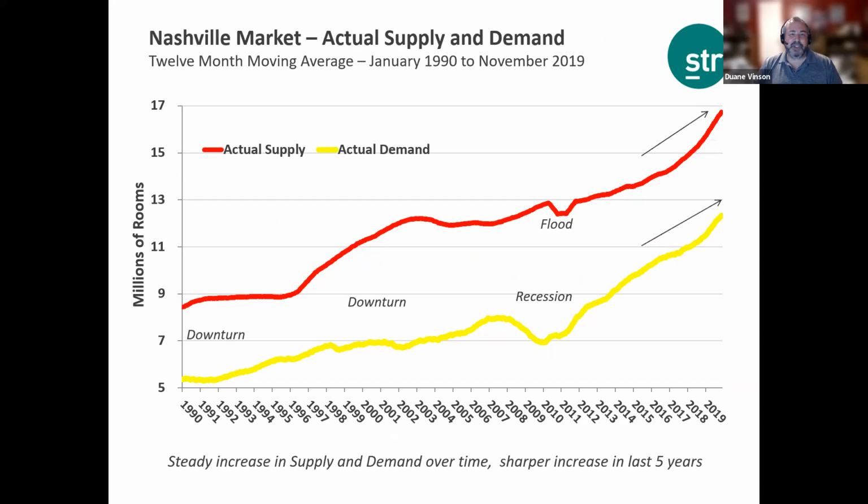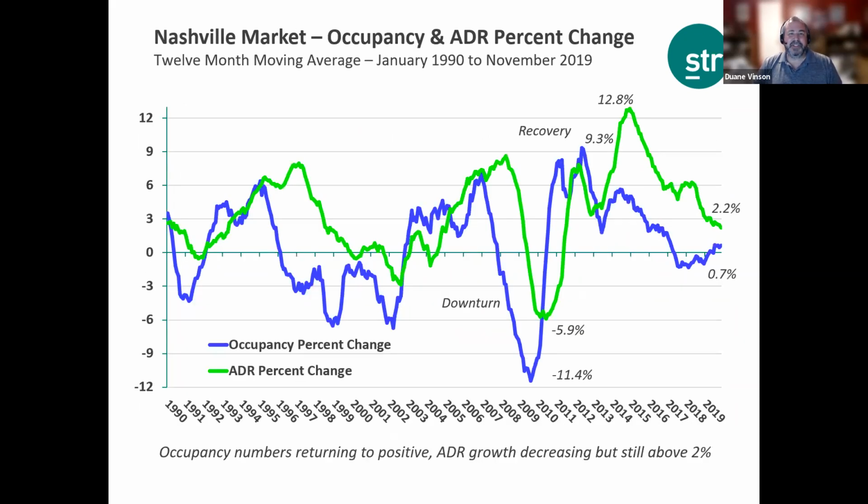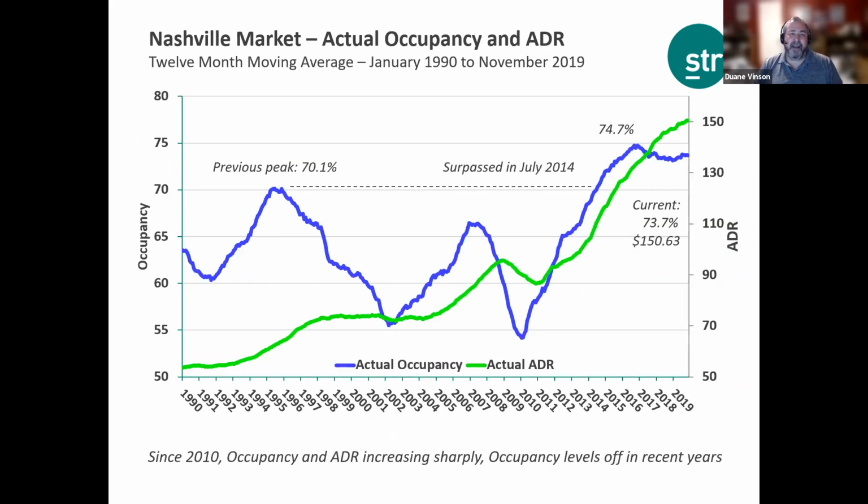Here's looking at actual supply and demand. I think we saw this one last week as well. Here's occupancy and ADR percent changes. Again, note where we're at now, the latest numbers there on the right, note the highs, the lows, and things that may have impacted the market performance. And then our actuals.